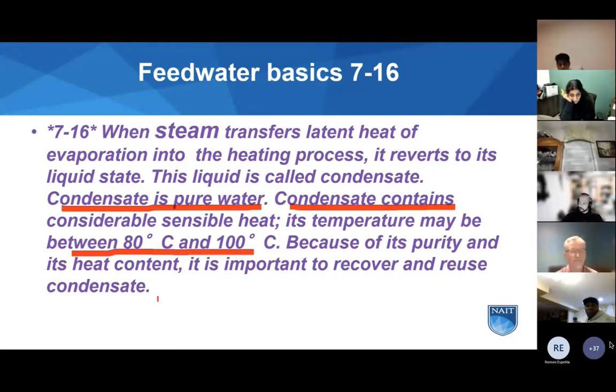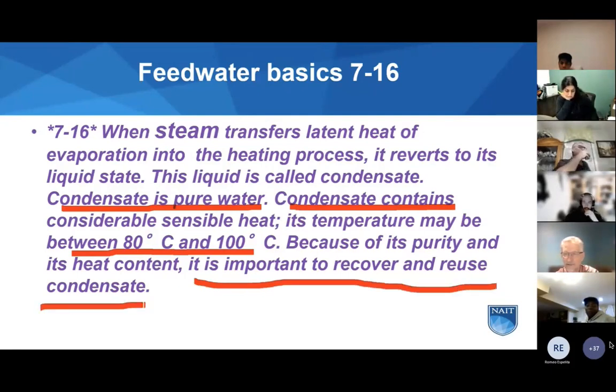We like to recover every drop of that water, because to make water that's clean from river water, or even from city water if our supply is city water, and make it very clean water to put in a steam boiler, it's a very expensive process. It's not cheap to make pure water. So we like to think that we can collect every drop of condensate and bring it back to our system. So it's very important to recover and reuse condensate.